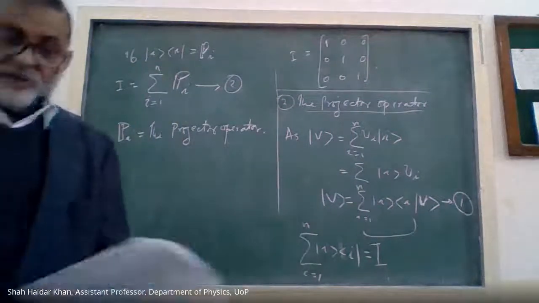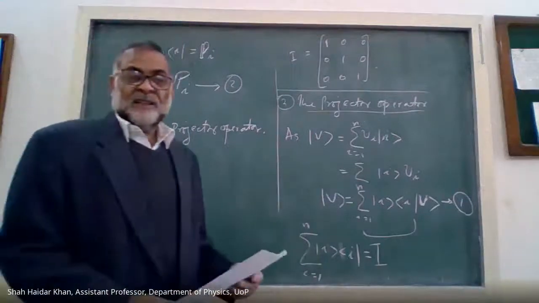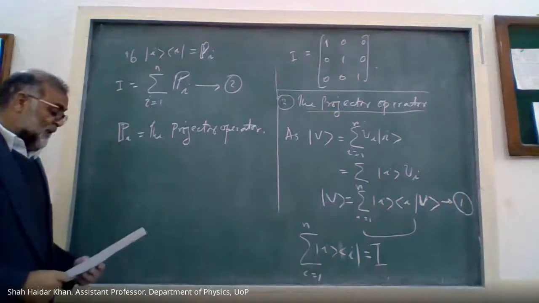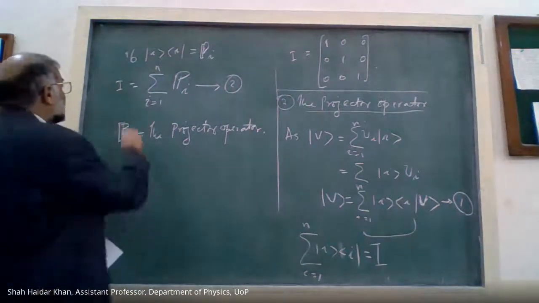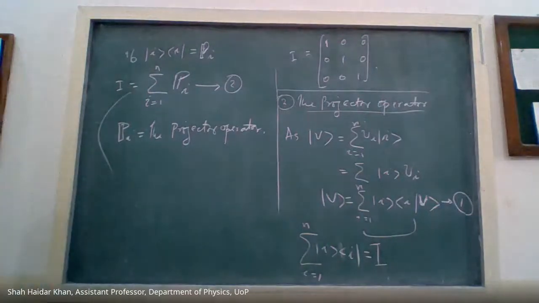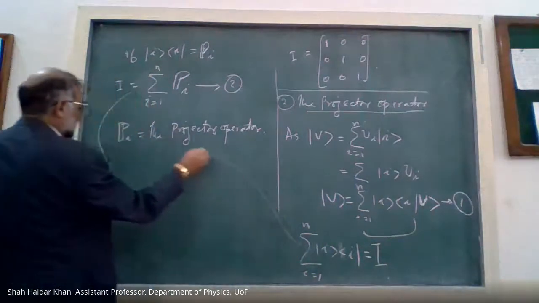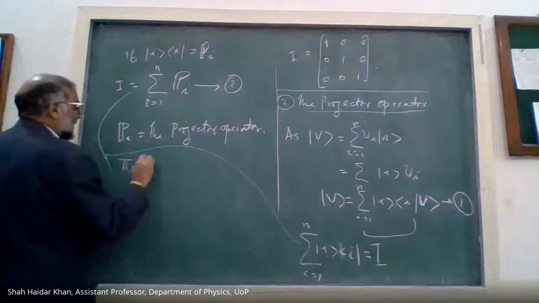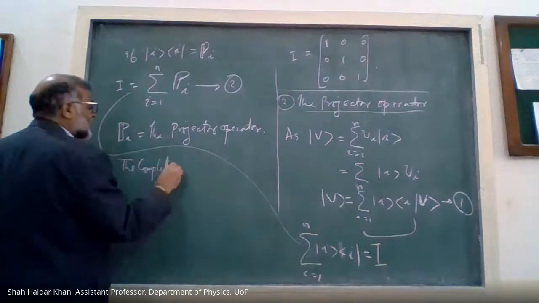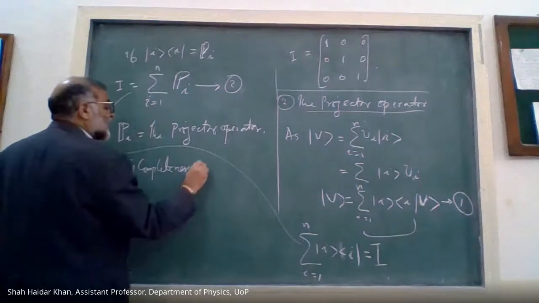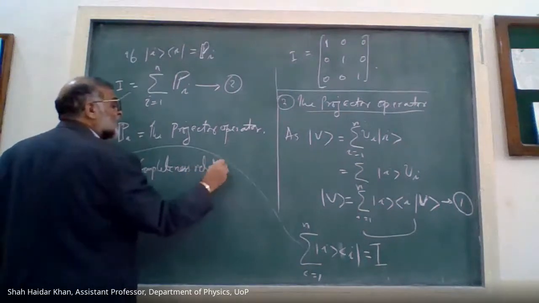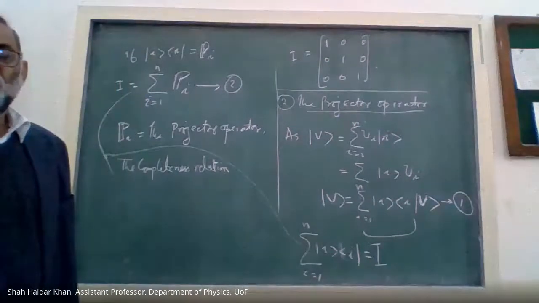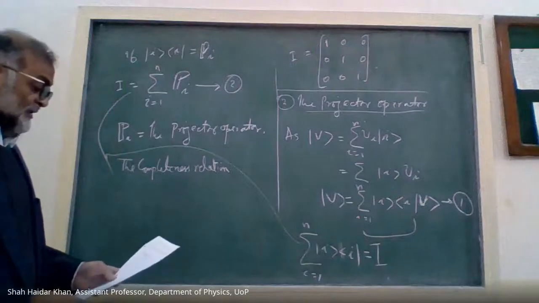So the sum of the projector operators for all the dimensions is equal to the identity operator. And this equation or this equation, they are called the completeness relationship. They both are called the completeness relation. They are the same thing. We will use this a lot. You will see what it means when we go ahead.